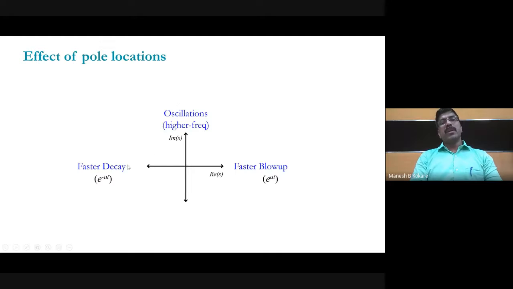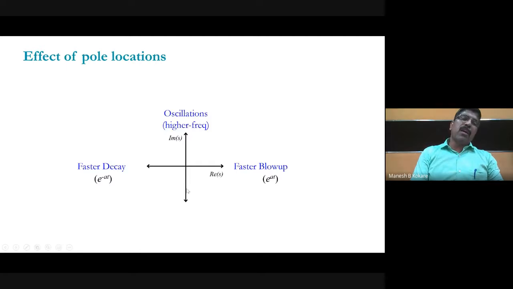So here you see the effect of the location of the pole. What happens if poles are lying on this part: your system will decay fast, so there will be a faster decay of the response when there is no input. But if the poles are lying on the right side of the S-plane, then there will be a faster blow up, and it may happen that at t equal to infinity, your output will also reach infinity. So your system will be unstable on this side, and stable on this side.